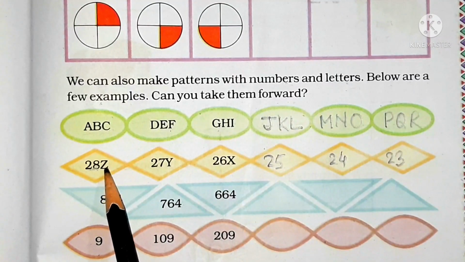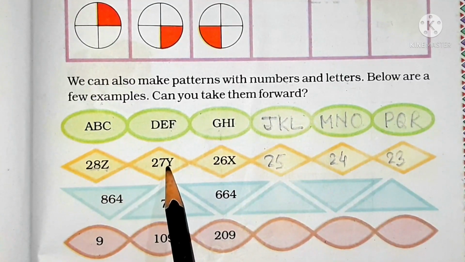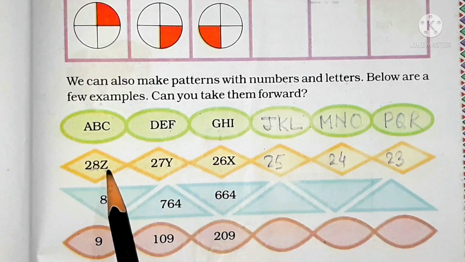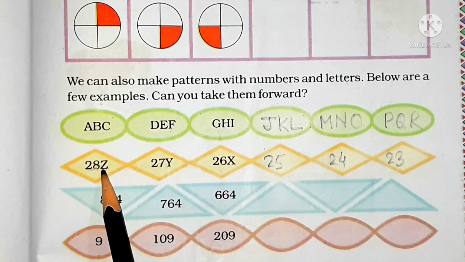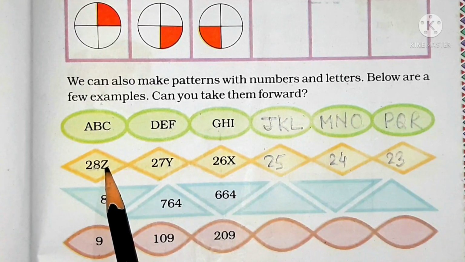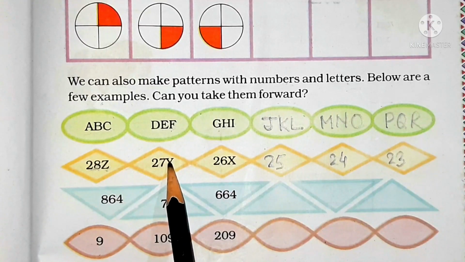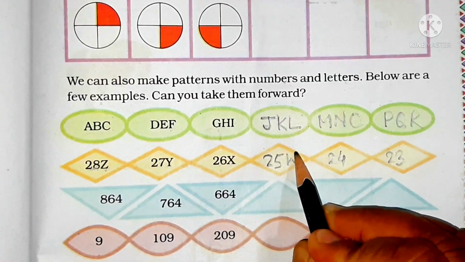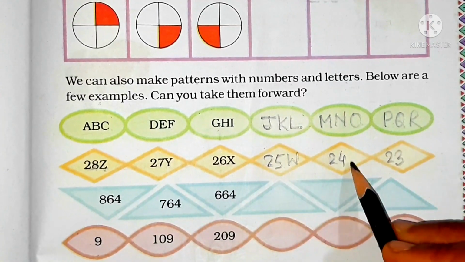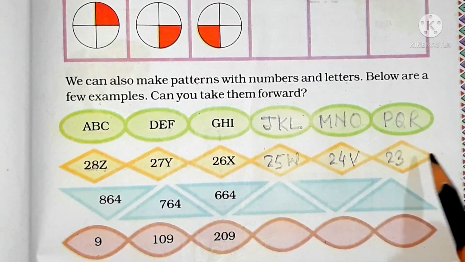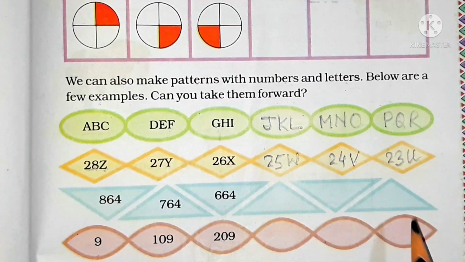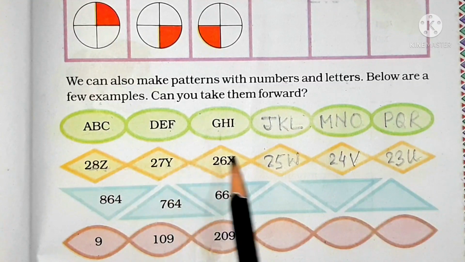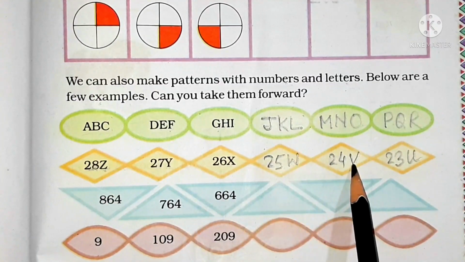Let us see the letters. Z, and then Y, X. So you can see the letters are starting from last. Z, before Z we get Y, and then X. So before X what do we have? W. Before W what do we have? V, and before V we have U. So it is Z, Y, X, W, V, and U.